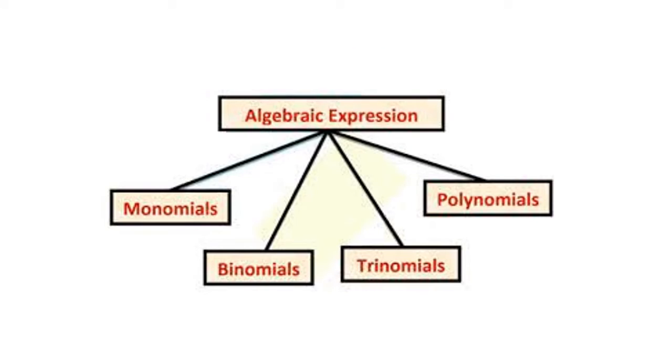Algebraic expressions are of these types. The first is monomials, then binomials, trinomials and polynomials. Mono means one, so expressions having only one term are called monomials. Bi means two, so an expression which has two terms is a binomial. If they have three terms, then it is a trinomial, and if there are more than three terms in any expression, they are called polynomials. We are going to study them in detail.